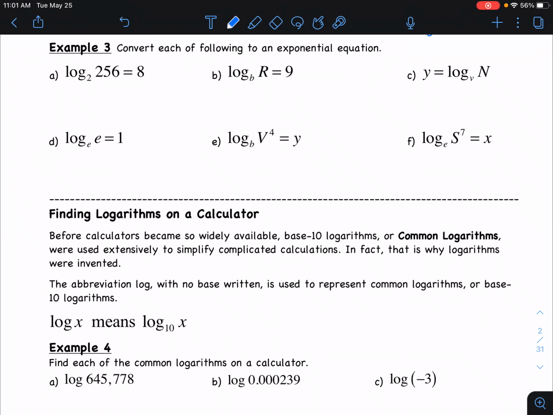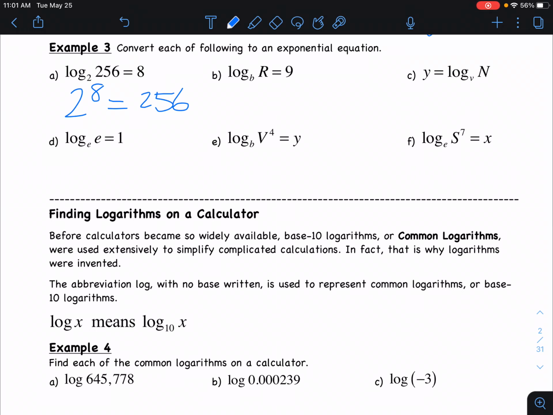So in A, we have log base 2 of 256 equals 8. The little base is 2, so that becomes, for my power, big base 2. My number that's alone on the one side, that 8, will become my exponent. And then obviously it would have to be equal to 256. And it makes sense. This statement is actually true. 2 to the power of 8 is 256.